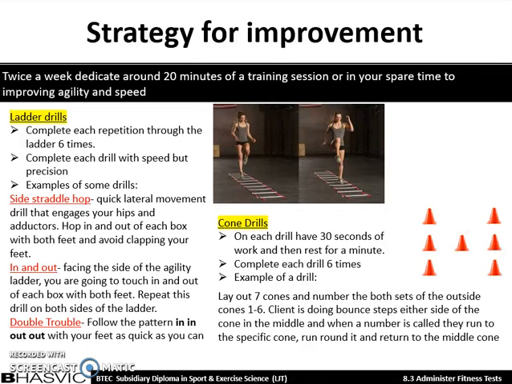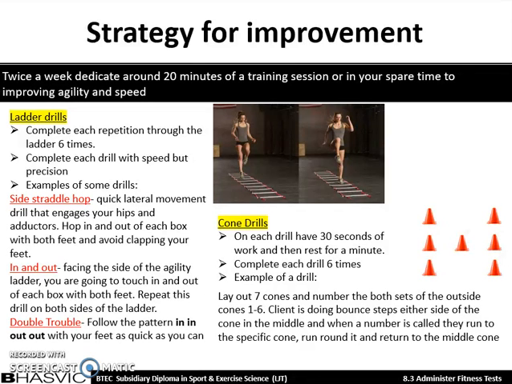So it's all stuff to do with really quick footwork, and also double treble. So follow the pattern. So in and out, out. So you go 2 feet in, 2 feet out, etc., all the way down the ladder. So these are just a few examples of ladder drills that my client can do. I'll send more through, but they're just a few examples of them. So just as a reminder, complete each repetition through the ladder 6 times as a way of ensuring they're doing the technique right, and also the more they do it, the more likely they're going to improve their agility.